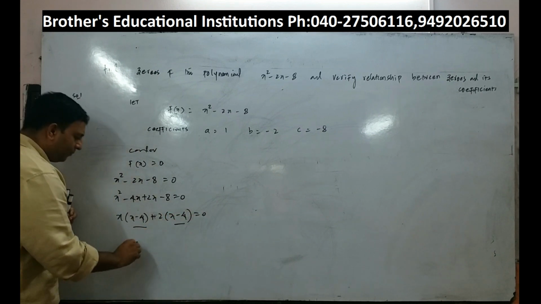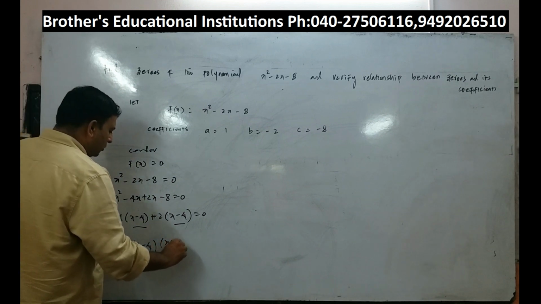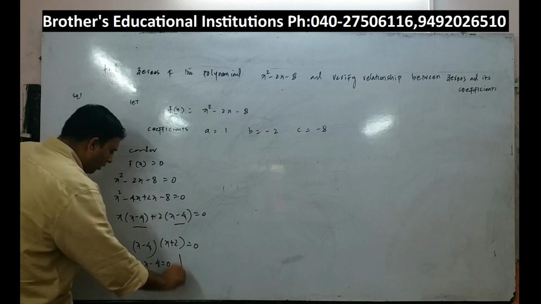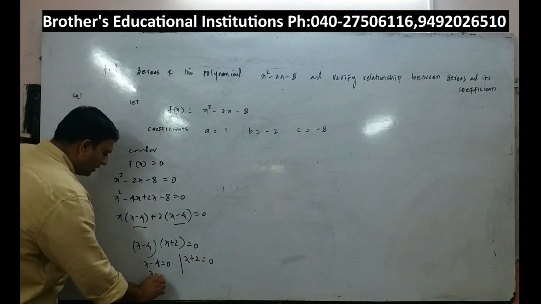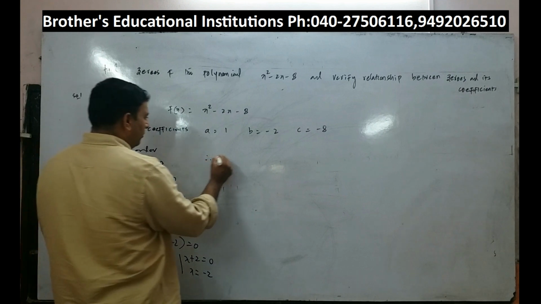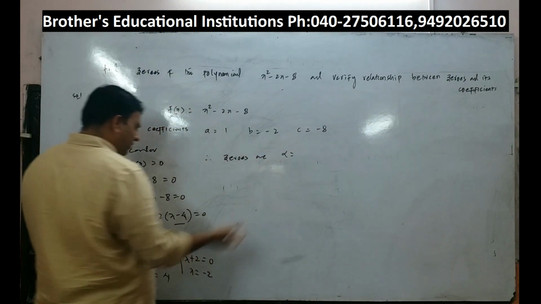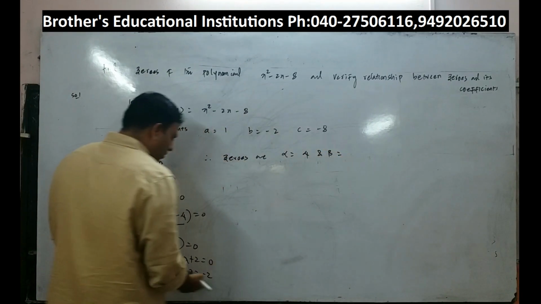Again, what is common? x minus 4 is common in (x minus 4)(x plus 2) equal to 0. So x minus 4 is equal to 0, or x plus 2 is equal to 0. It means x is equal to 4 or x is equal to minus 2. So therefore, the zeros are, the first one I will denote as alpha. Alpha is equal to 4. And what is beta? Beta is equal to minus 2.